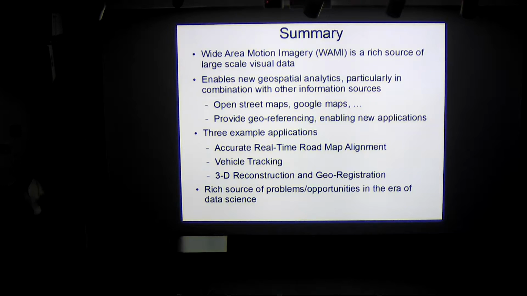To summarize, I talked about problems in wide area motion imagery. This is a rich source of large-scale visual data and also enables new geospatial analysis. So I think the power of this analysis is actually further magnified by the fact that you can bring to bear new data sources. In particular, a lot of what we're talking about was enabled by bringing to bear OpenStreetMap and co-aligning that with the imagery we were trying to analyze. I presented three applications in this case: accurate real-time road map alignment, vehicle tracking, and 3D reconstruction and georegistration, which was rather abbreviated. This continues to be a rich source of problems and opportunities in the era of data science.